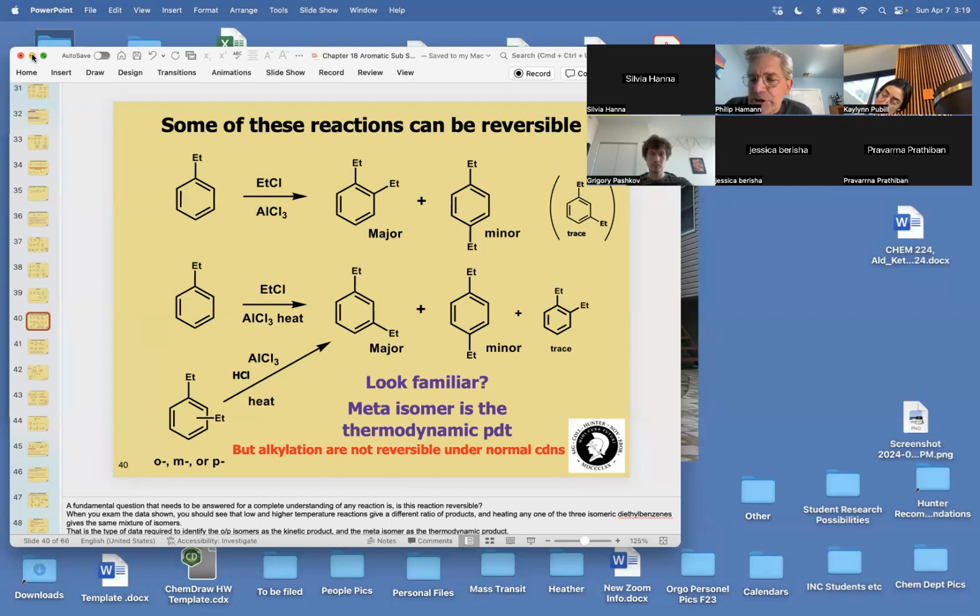Yeah, I got a question here in the chat. The rule on an exam is all you need to do is show me the major product, but when it's electrophilic aromatic substitution in a simple system, ortho and para together are the major product. It's too hard to predict the ratios, which one is going to dominate.